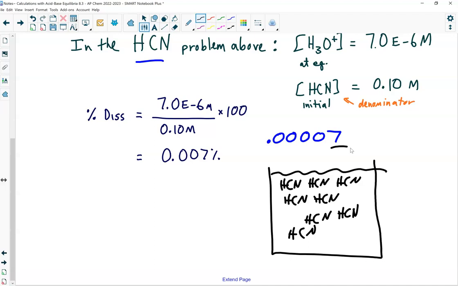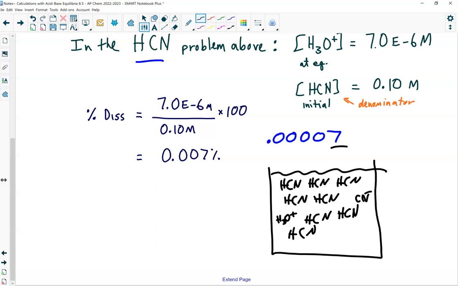And so when we say that this is a weak acid, we mean it. 7 out of 100,000 of the HCNs has actually created H3O. That's kind of what that's saying. So yeah, it's almost all on the reactant side.